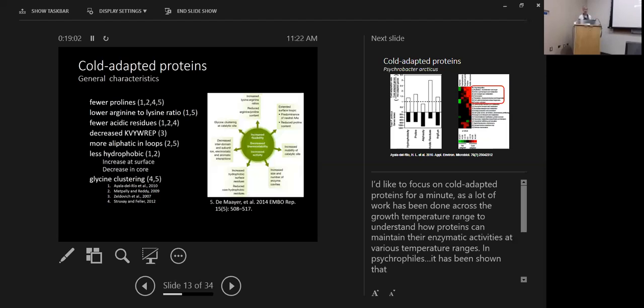Again, this was all summarized nicely in this review article. I'm just going to point out a few things here that we're going to follow along in the next couple slides. I'm going to use proline and acidity as my examples here. So cold-adapted proteins are going to have fewer prolines, and they tend to have fewer acidic residues as well.